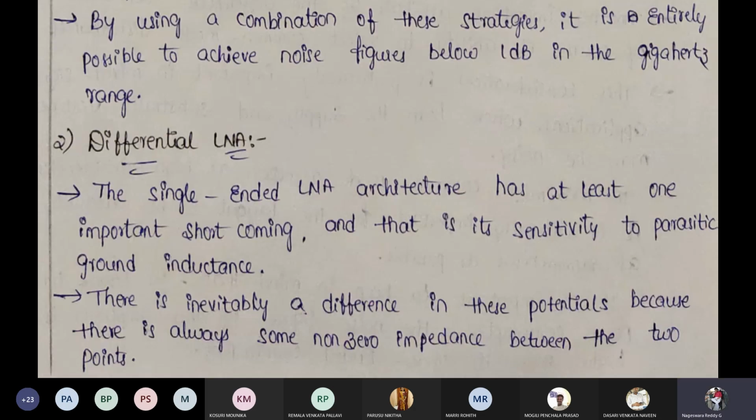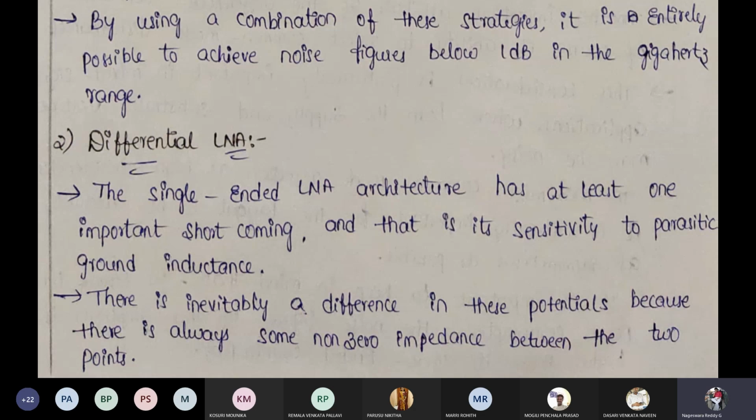By using a combination of these strategies, it is entirely possible to achieve noise figures below 1 dB in the gigahertz range. So, you can observe the single-ended low noise amplifier. The second one is the differential low noise amplifier.